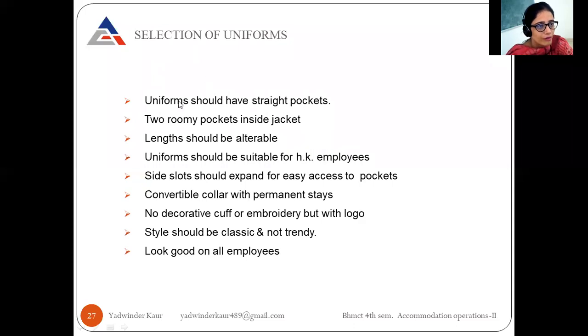Then selection of uniforms. Uniforms should have straight pockets, two roomy pockets inside the jacket. Lengths should be alterable. Uniform should be suitable for housekeeping employees. Side slots should expand for easy access to pockets. Convertible collar with permanent stays. No decorative tufts or embroidery, but with a logo. Style should be classic, not too trendy. Look good on all employees.